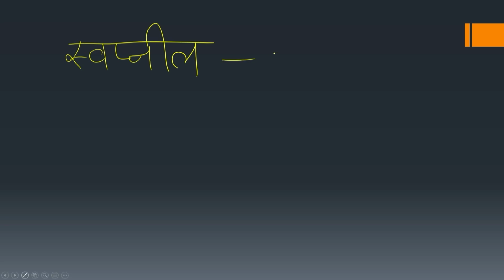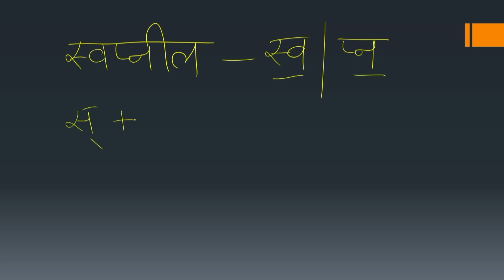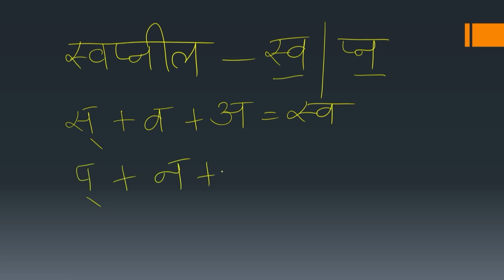Swapnil. So we have two conjuncts here. First is Swa and second is half P and N. So we have two conjuncts. Half Sa plus Swa plus A gives us Swa. Half P plus N plus the Dirgha Ikar gives us this conjunct. Swapnil. Half P, full N and Ikar. Swapnil.